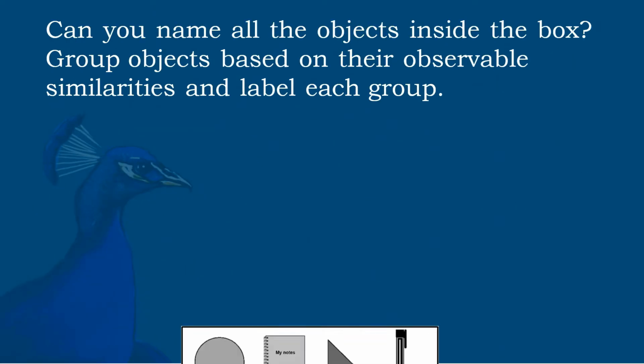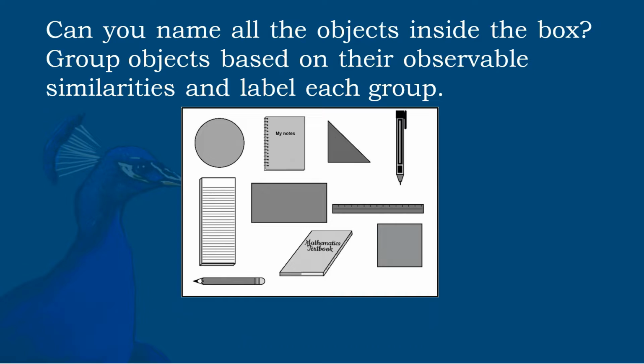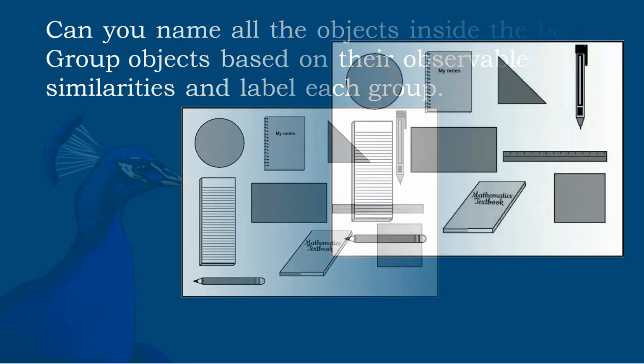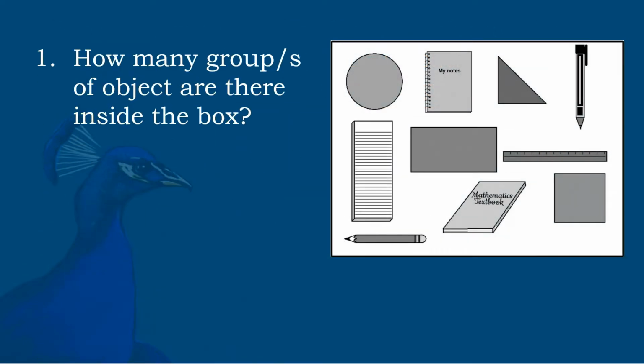Can you name all the objects inside the box? If so, answer the following questions by writing the letter of your answer. Number 1. How many groups of objects are there inside the box? A. 1, B. 2, C. 3, or D. 4?